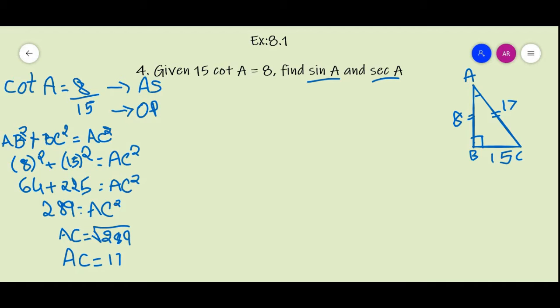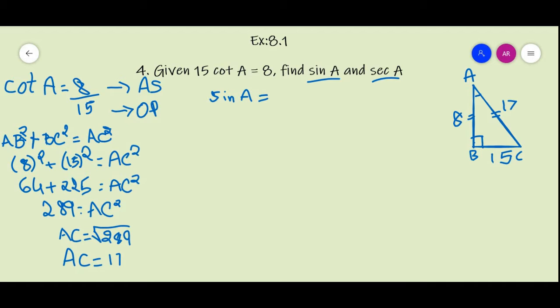First of all, we have to know the formula of sine A. So what is the value of sine theta? What is the formula of sine theta? Sine theta will be equal to the opposite side by the hypotenuse.